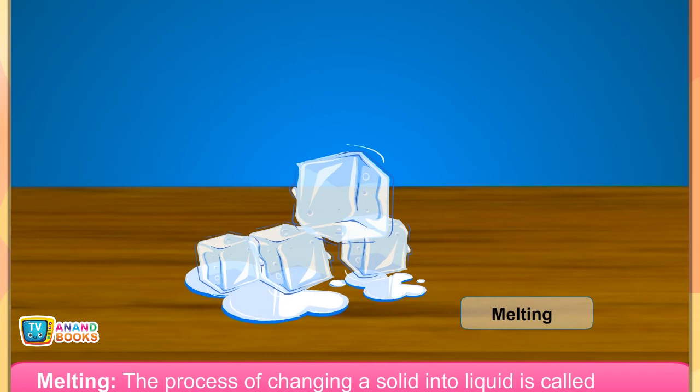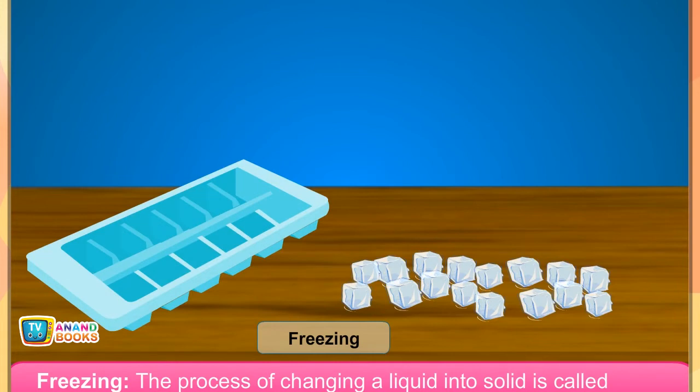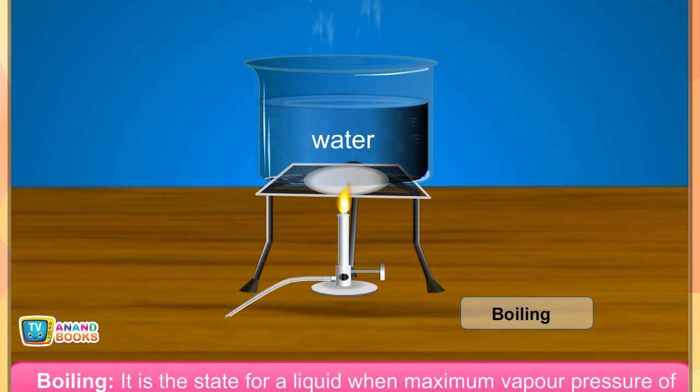Sublimation. In this process, the substance converts from solid state to gaseous state without going into liquid state. Melting. The process of changing a solid into liquid is called melting. Freezing. The process of changing a liquid into solid is called freezing. Boiling. It is the state for a liquid when maximum vapor pressure of the liquid is equal to the external pressure that the liquid is under.